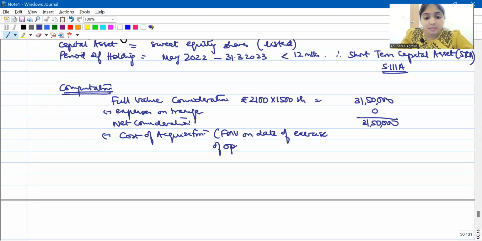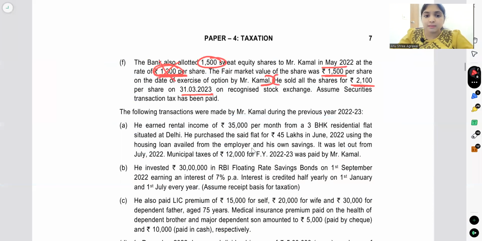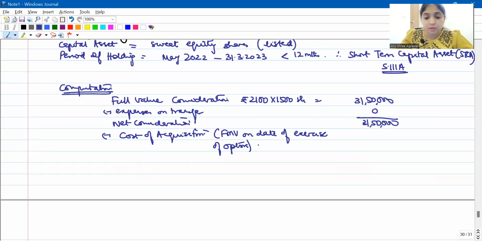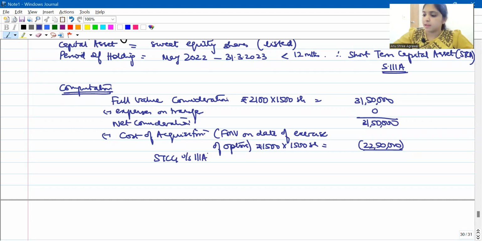So when you exercised the option on that day, the FMV was 1,500. This is going to be your cost of acquisition. So cost of acquisition will be 1,500 per share into 1,500 shares, which is going to be 1,500 into 1,500, 22,50,000, which will result in net STCG under section 111A of totally 9 lakhs. Is this crystal clear for everybody?